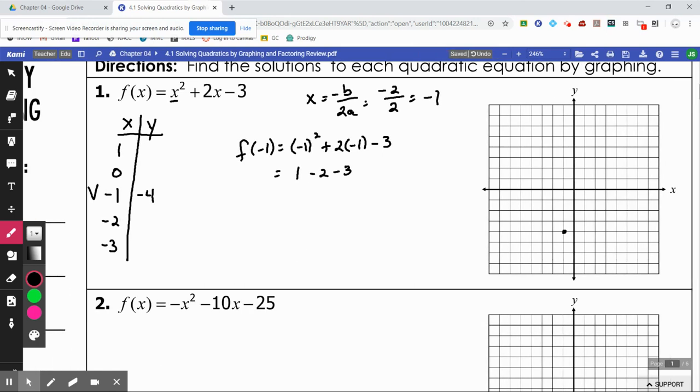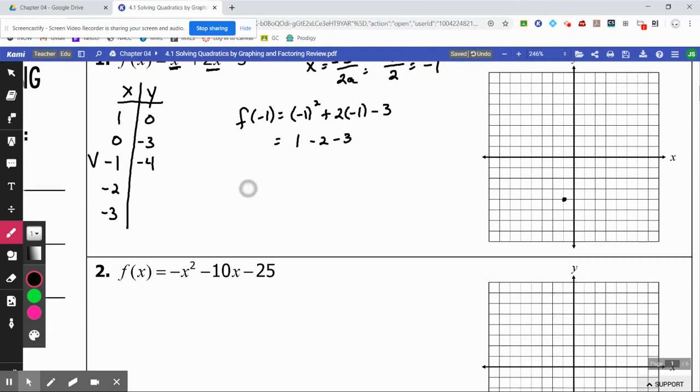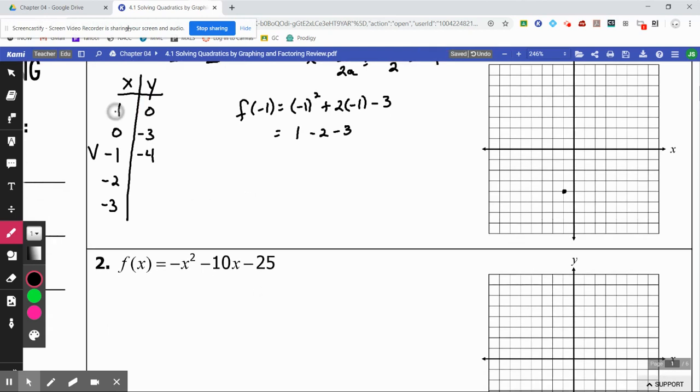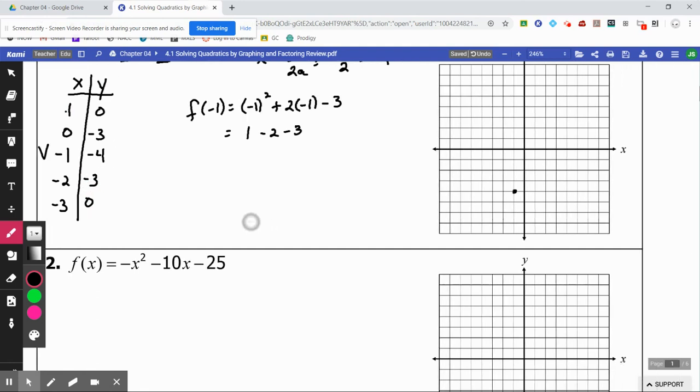Plugging in 0, you get f of 0 is 0 plus 0 minus 3, which is negative 3. And plugging in 1 gives me 1 plus 2 times 1, which is 1 plus 2 is 3, minus 3 is 0. And remember that we'll have that same symmetry since we went up by 1 each time. We'll have that same symmetry for the other side. So let's take and plot our points. We have the point 0, negative 3, and 1, 0. And I'm going to pause and go ahead and graph these.